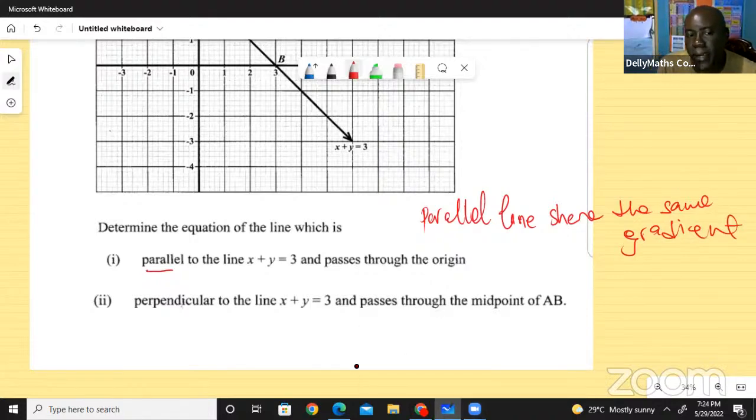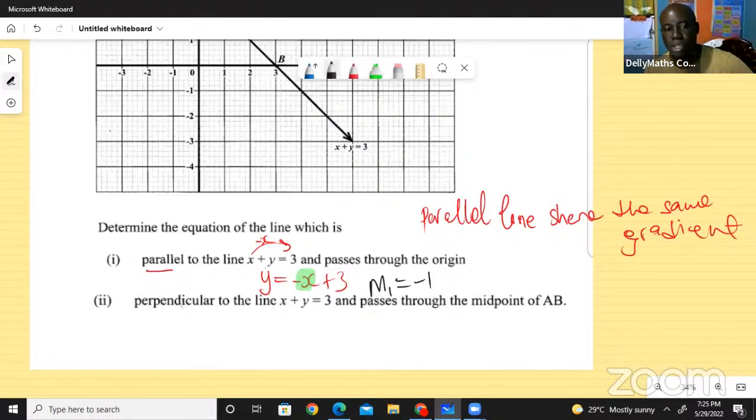But I need to write this in a way to accept the gradient. So for me, I love to have y by itself. So you'd migrate this to the other side by subtracting x from both sides. So it's y equals minus x plus 3. And remember that the gradient is the coefficient of the x. So the gradient is the number in front of the x, which is -1. So then for the original line, I could call it M1, the gradient is -1. Now, if there is another line that is parallel to this, its gradient is -1 as well, right?